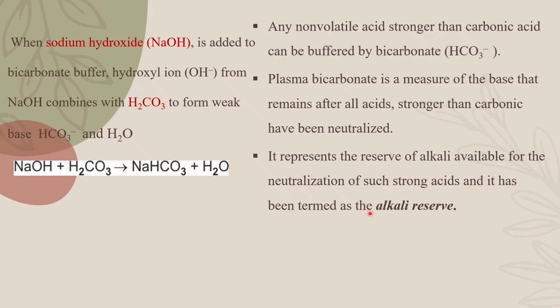There are a lot of sources of acid production in the body in various metabolic reactions. We have seen so many metabolic acids being produced, like lactic acid and organic acids, so they need to be neutralized. So the alkali or bicarbonate concentration is always kept higher in order to compensate for the excessive production of acids. That's why this is known as the alkali reserve.